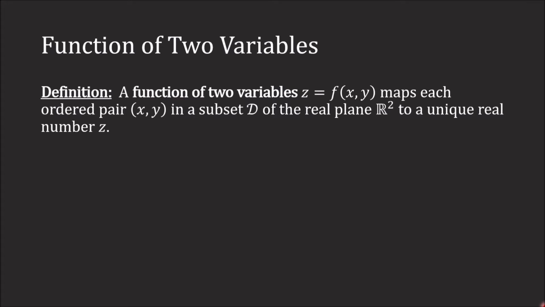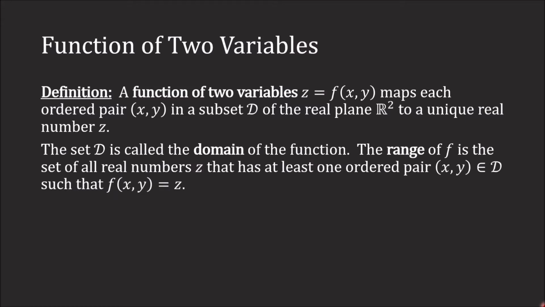So we start with a function of two variables, which is simply a function of the form z equals f of x y that maps each ordered pair x y in a subset D of the real plane R squared to a unique real number z. The set D is called the domain of the function, and the range of f is the set of all real numbers z that has at least one ordered pair x y in D, such that f of x y is equal to z.